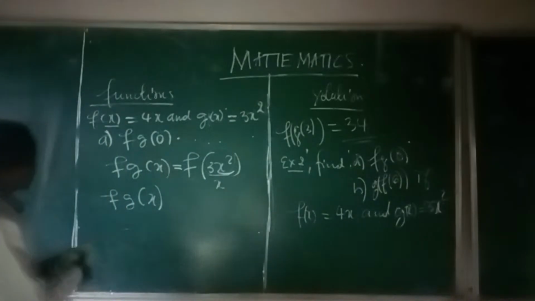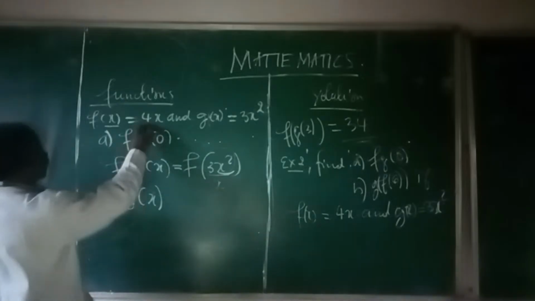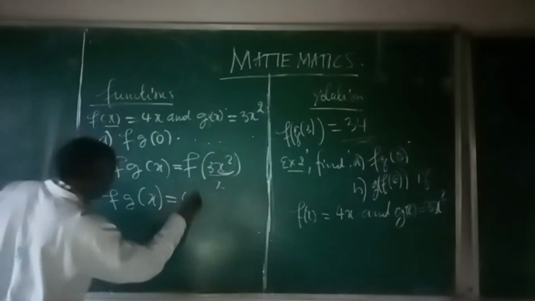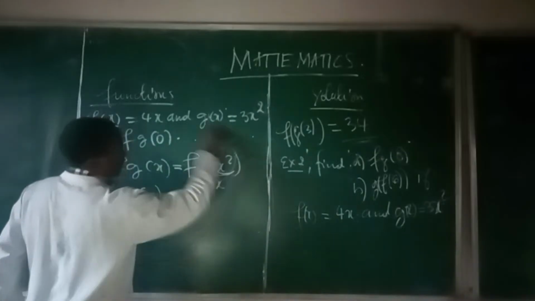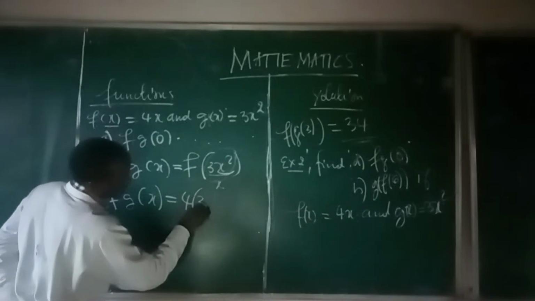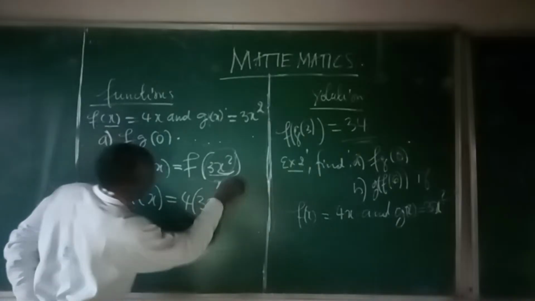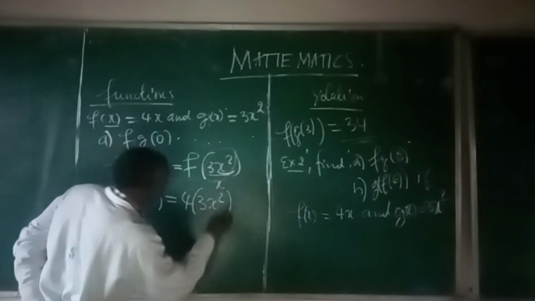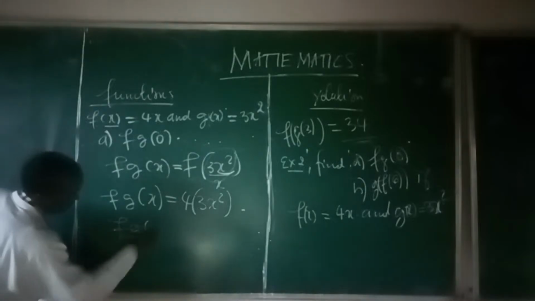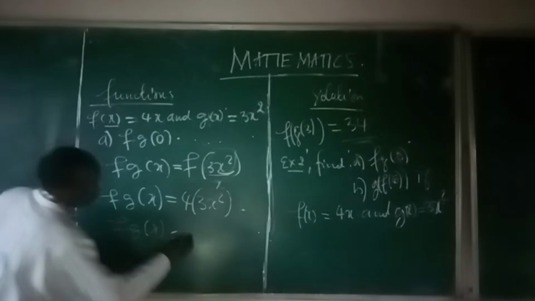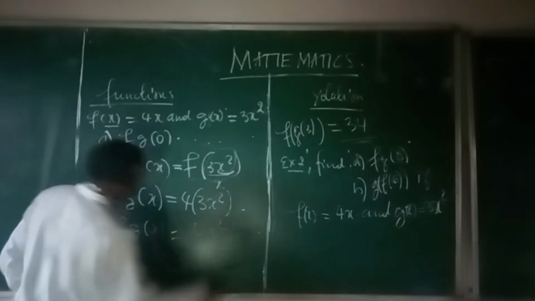Now in our function f, where we have 4x, we have to write 4, and where x is, we have to put 3x squared. It is 3x squared. Close the bracket. Then finally, f of g of x will be 12x squared.